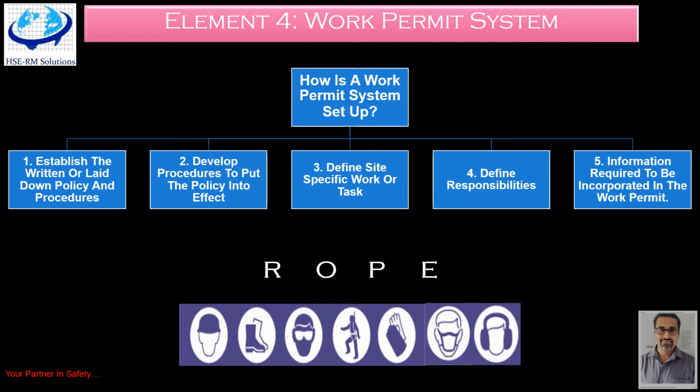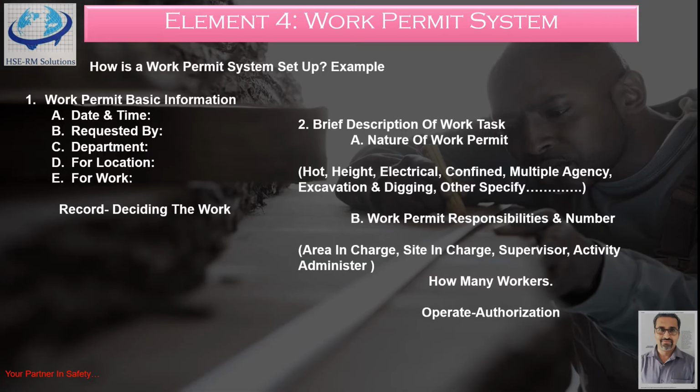So let us try and understand how you can have a single work permit for all the activities that you perform on site. The concept starts from how a work permit system is set up. This is an example. The very first aspect is that whenever we want to establish a work permit system, we need to know the date and time. So the very first section of the work permit, the first page, defines date and time, requested by, department, location, and the work.